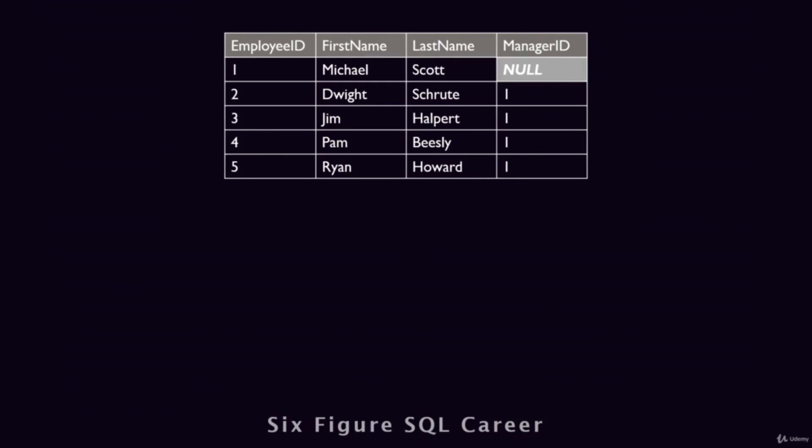So here's an example of a self-join. I have a table of employees. I've got an employee ID, the first name, the last name, and the manager ID. The manager ID identifies who the manager is for that particular employee. So for employee ID 1, Michael Scott, he is actually a manager and he has nobody above him, so his manager ID is null. However, rows 2 through 5 all have Michael Scott as their manager. So you can see that the manager ID in this case refers back to employee ID 1.